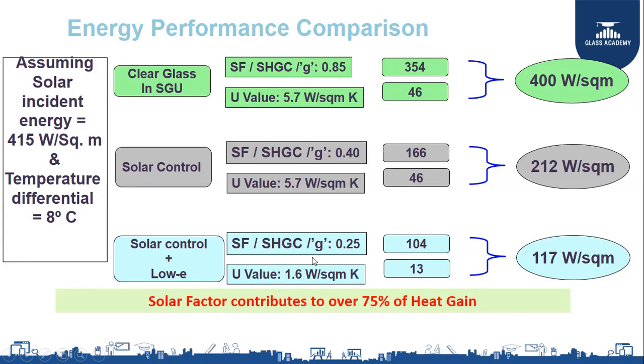where operation is for 24 hours and it is critical to reduce the amount of heat gain, direct as well as indirect heat gain. You just observe the numbers, 0.25 into 415, I'm getting 104. 1.6 into 8, I'm getting 13. So put together, I'm getting 117. From 400, you can bring it to 117 by investing in a glass which has a solar factor of 0.25 and a U value of 1.6. These kinds of product properties you can get in single silver and double silver low E coated products.